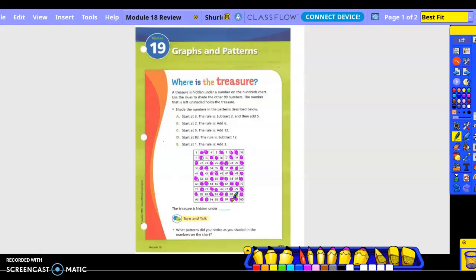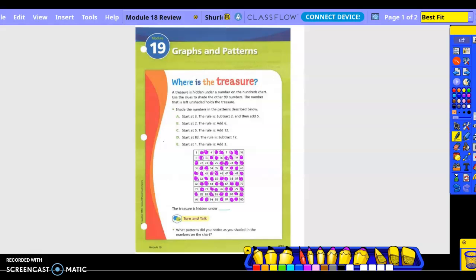Okay, I start at 5, add 12. So 5 plus 12 is 17, plus 12 is 29. 29 plus 12 is 41, plus 12 is 53, plus 12 is 65, and so on. What's 89 plus 12? 101, and that's all on there, right?